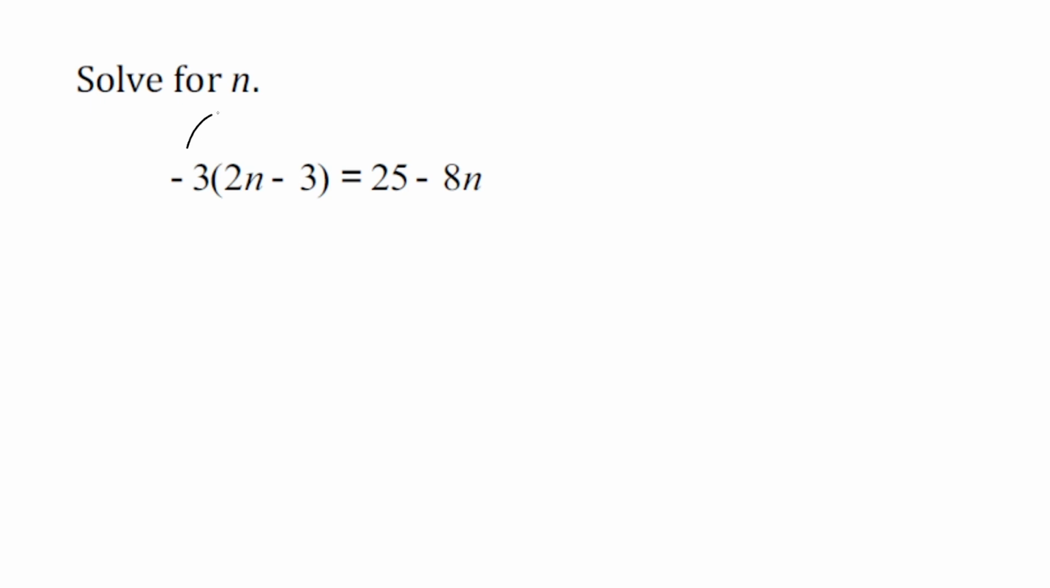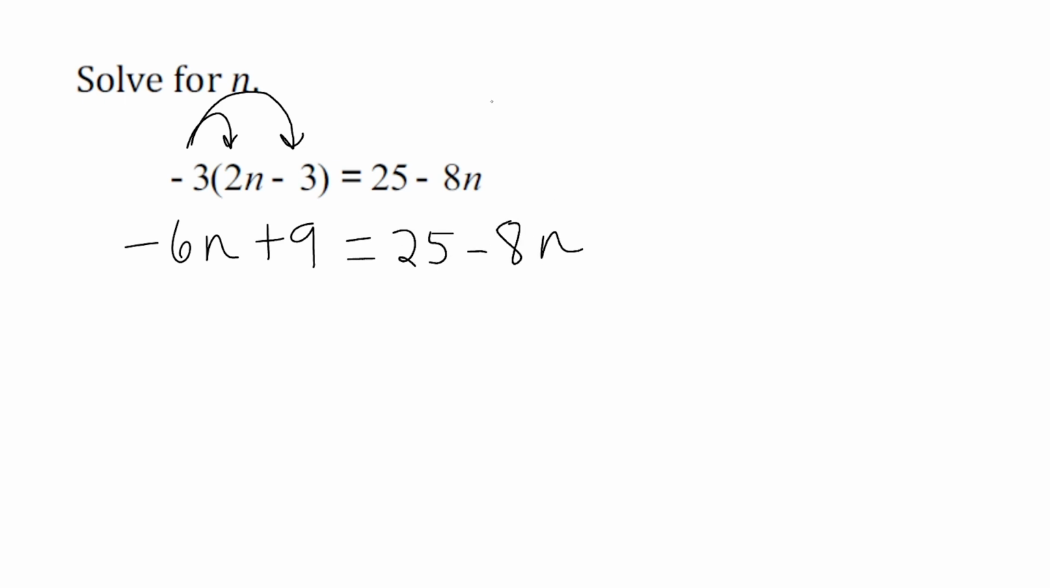So we have -3 times 2n, which is -6n. And now we're going to multiply -3 times -3, which produces +9. Always be mindful of your signs as you go along. And then we're going to bring down 25 minus 8n. We're going to bring down our equal sign.